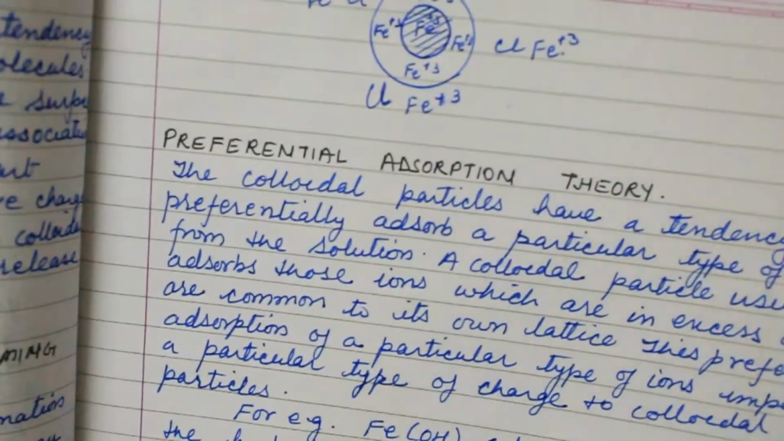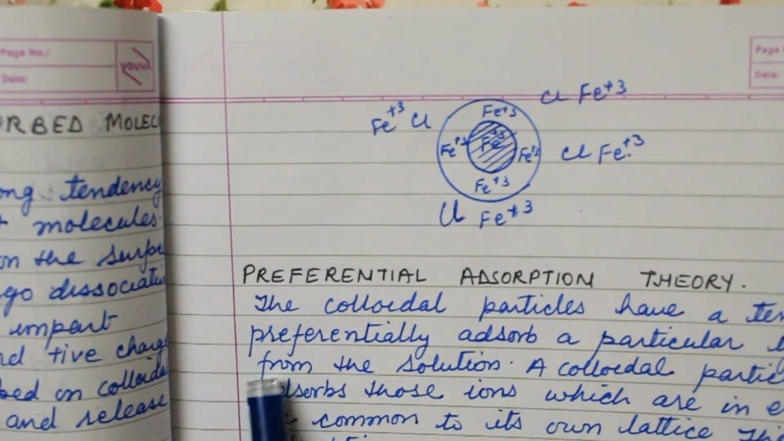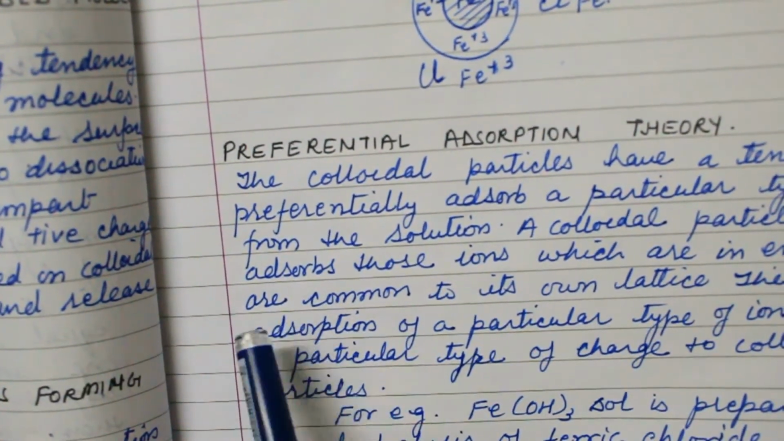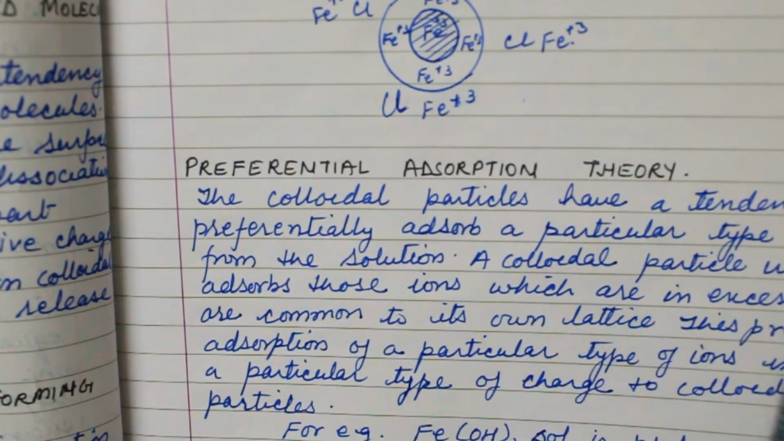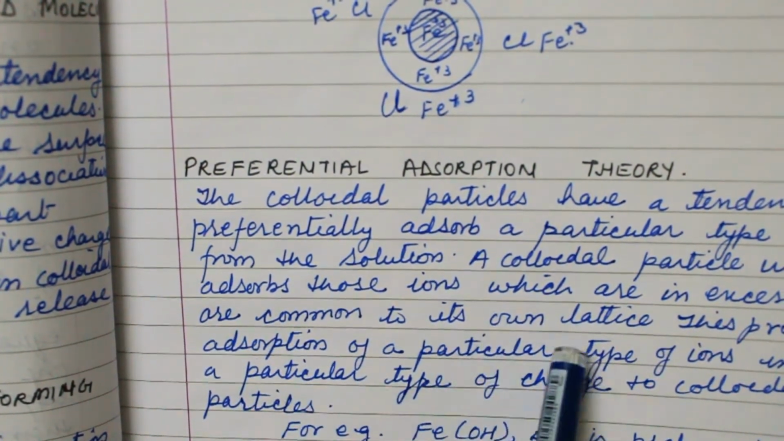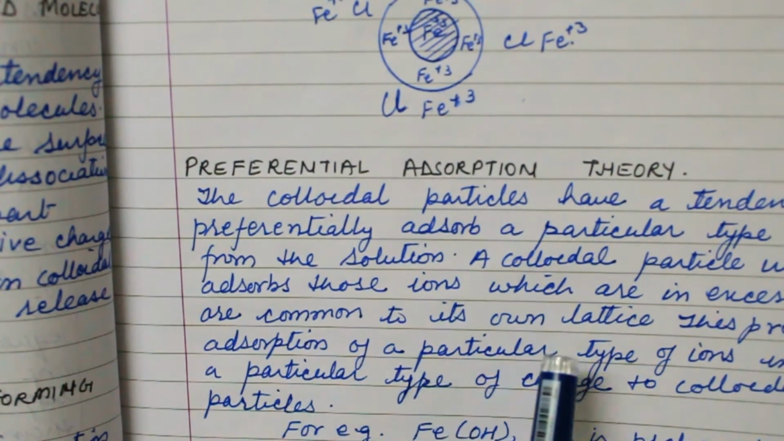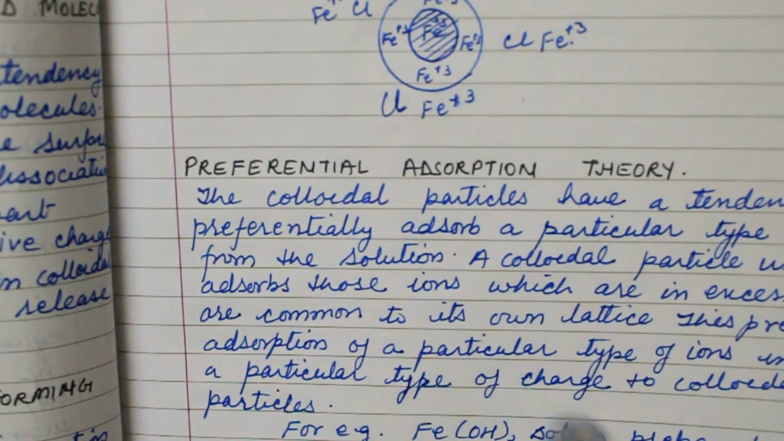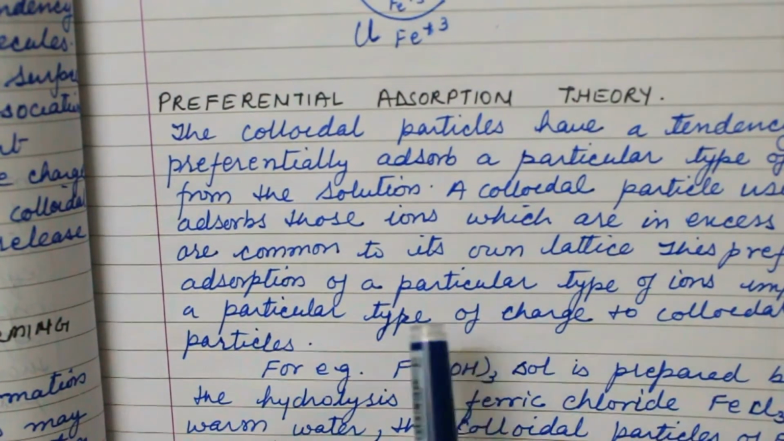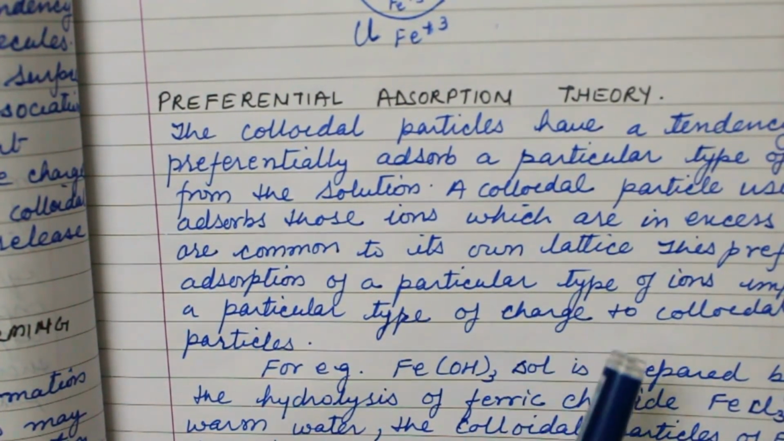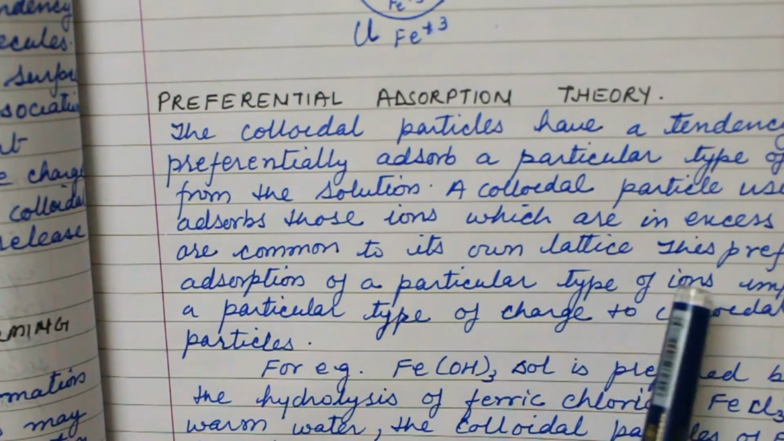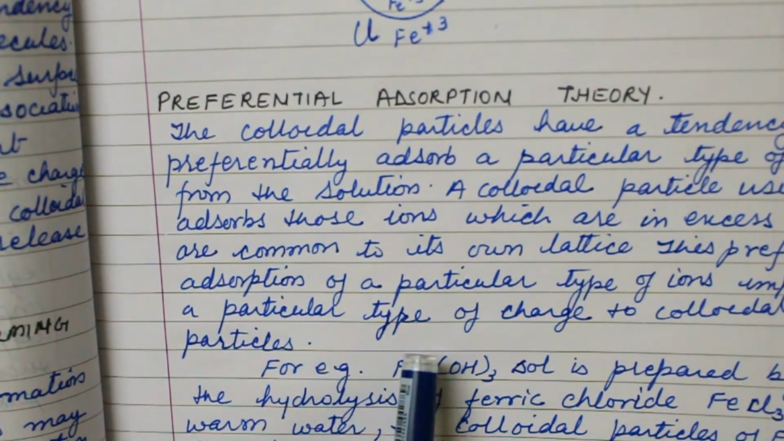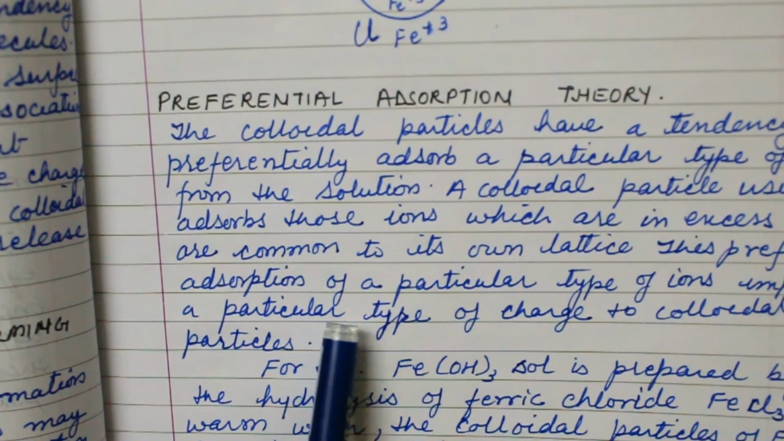Now next is preferential adsorption theory. The colloidal particles have a tendency to preferentially adsorb a particular type of ion from the solution. A colloidal particle usually adsorbs those ions which are in excess and are common to its own lattice. For example, again we take FeOH3 and FeCl3. So Fe is in excess amount and is also common to its lattice. This preferential adsorption of only Fe, a particular type of ion, imparts a particular type of charge to the colloidal particle.